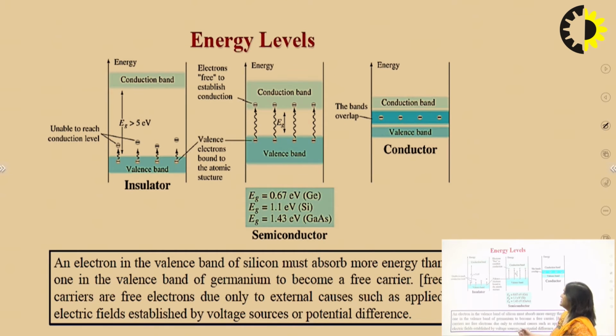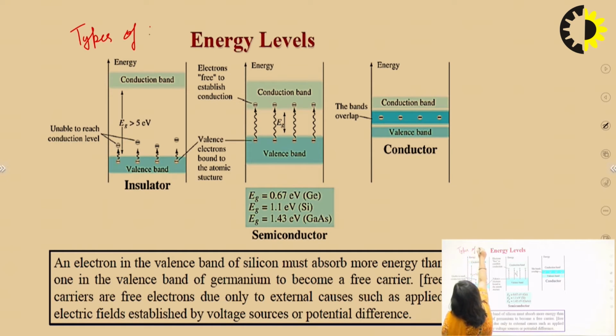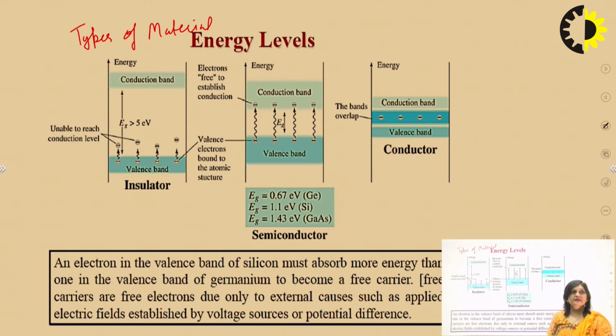After that, this slide shows the difference between insulator, semiconductor and conductor. And these are the types of materials. So first is the insulator, second one is the semiconductor, and third one is the conductor. So this is the insulator.